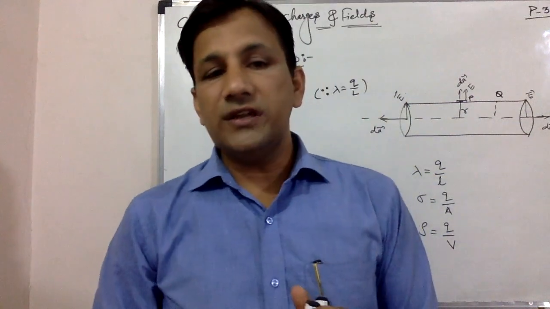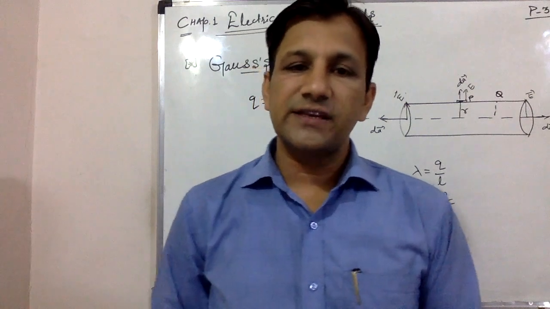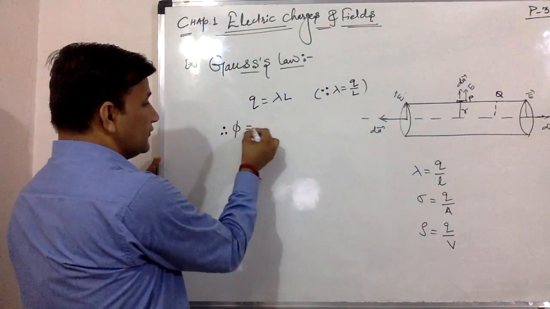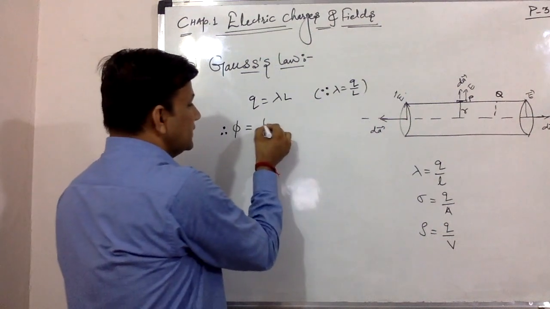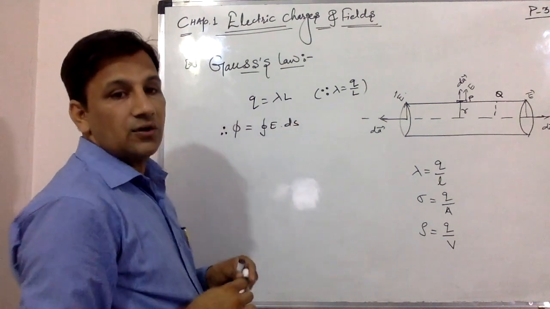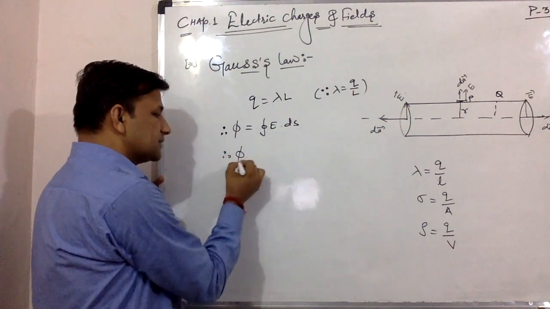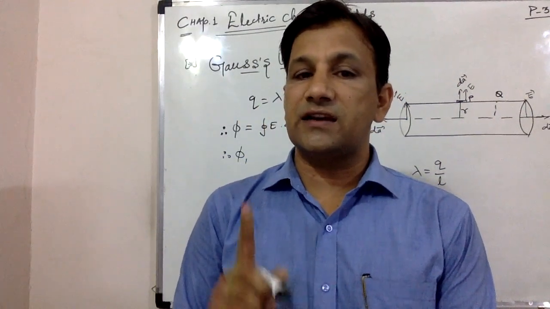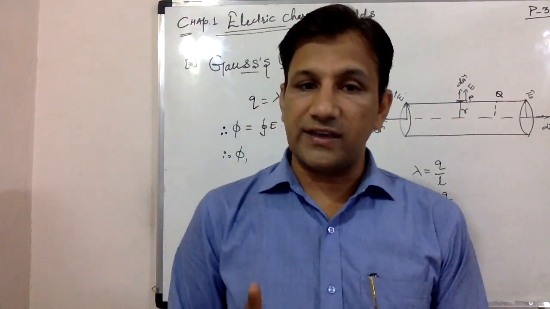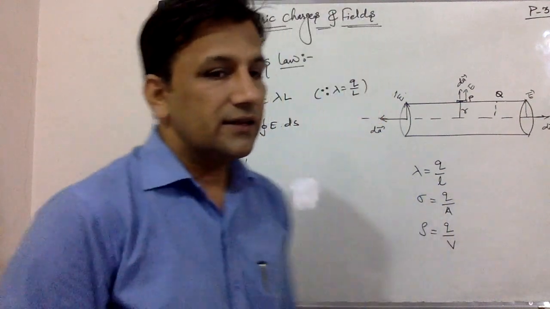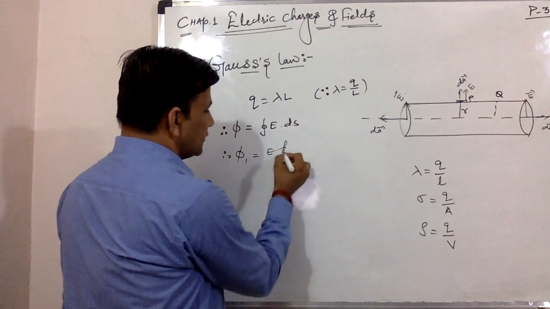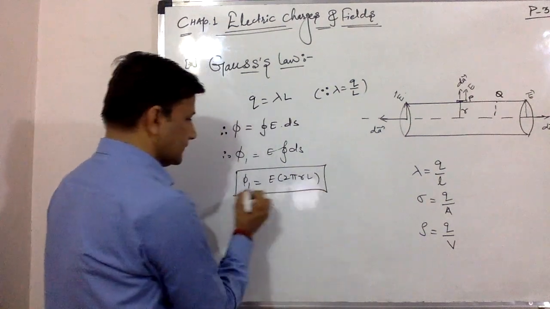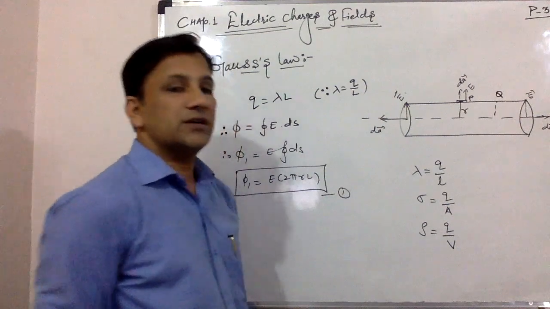As shown in the figure, the electric flux is associated with the cylindrical surface of radius r and length capital L. According to the Gauss formula, phi is equal to closed integration of E into dS or dA. First we take the flux phi 1. Remember again, the electric flux associated with the cylindrical curved surface of radius r and length L: phi 1 is equal to E closed integration of dS, so phi 1 is equal to E 2 pi r L. This is the flux associated with the given surface.